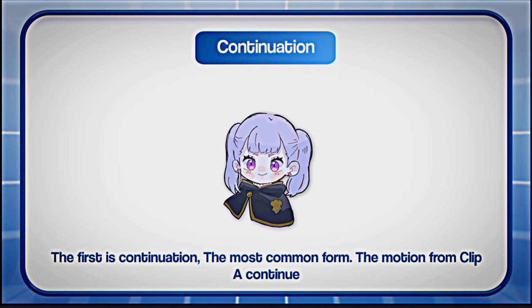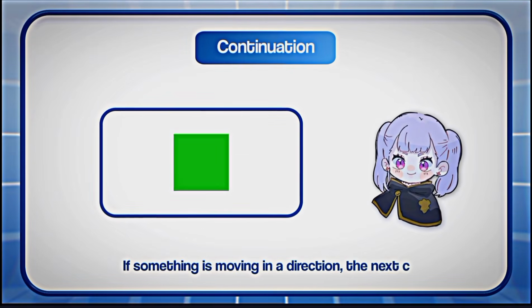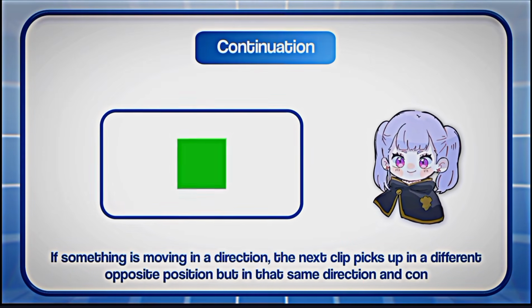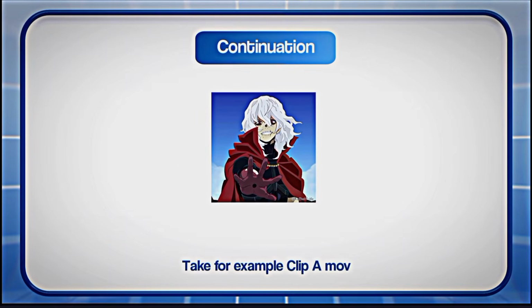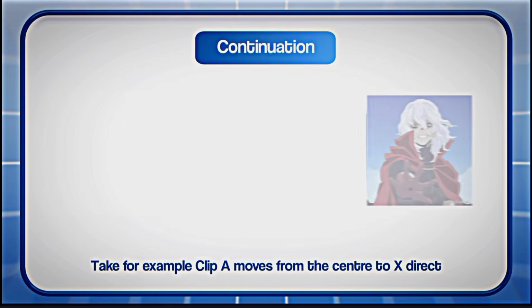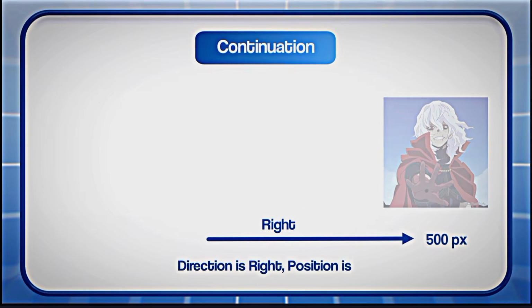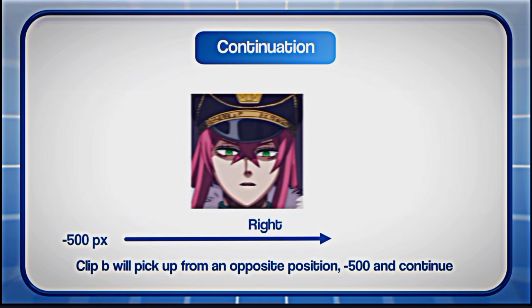The motion from clip A continues into clip B. If something is moving in a direction, the next clip picks up in a different, opposite position, but in that same direction and continues the motion. Take, for example, clip A moves from the center to X direction, 500 pixels. Direction is right, position is 500. Clip B will pick up from an opposite position, 500, and continue moving right.